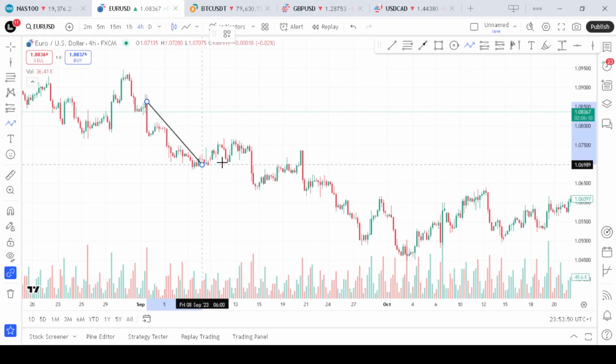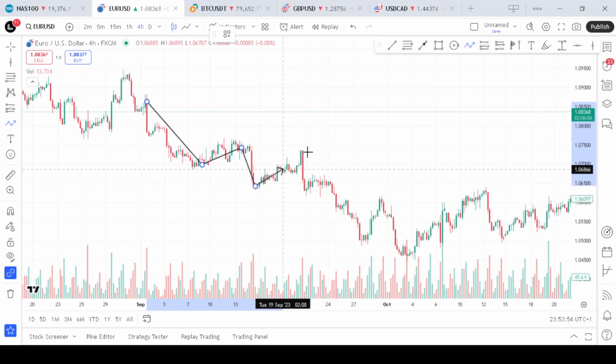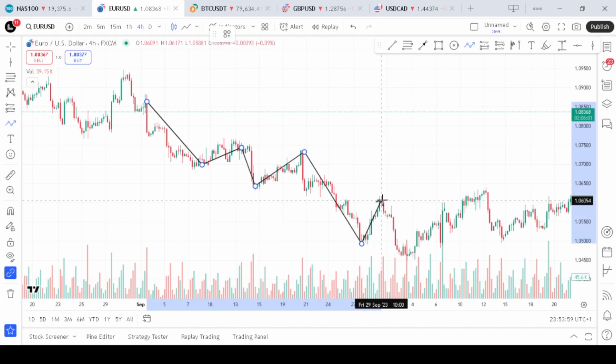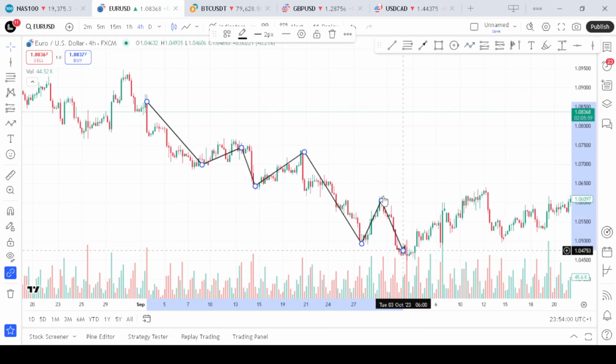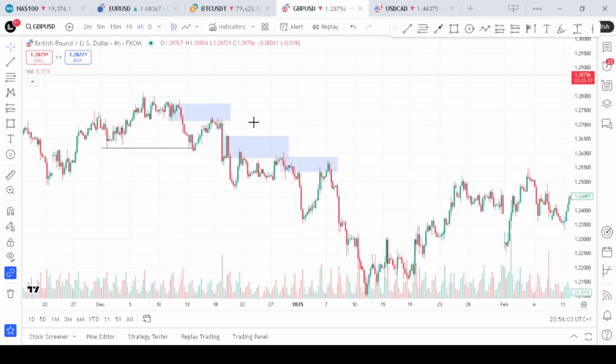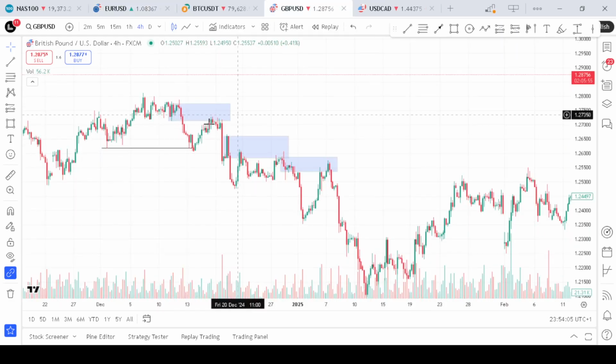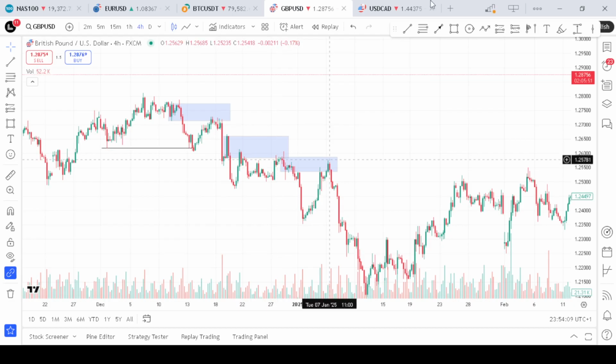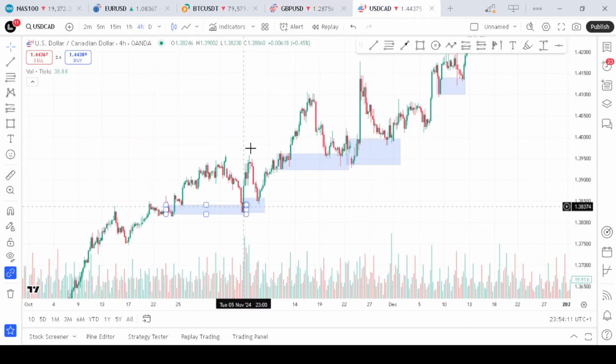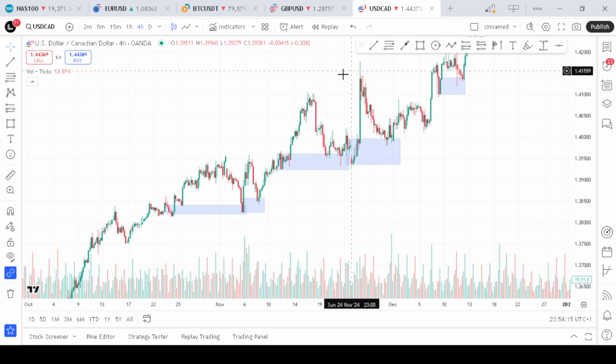Bearish move, the pullback to a level, bearish move, the pullback to a level, bearish move. If you check the other charts, we can see as I've marked it out, this is a bearish order flow, while this is a bullish order flow. Why? Because price moves and breaks structure as it moves along the way.